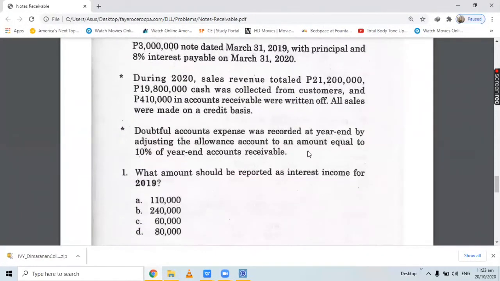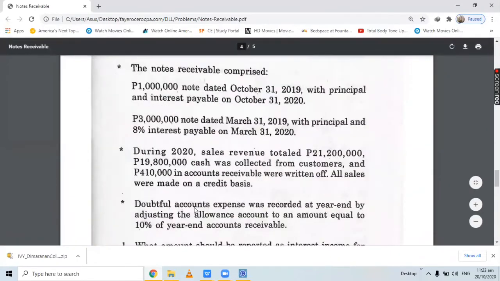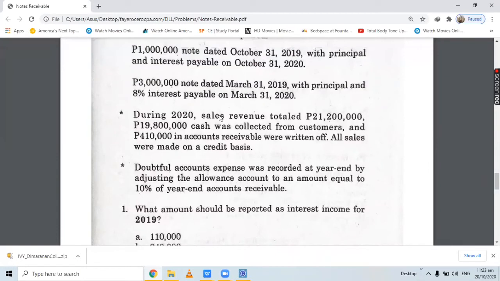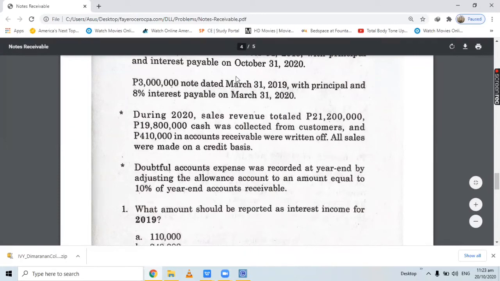And then, ang question naman, doubtful accounts. Doubtful accounts expense was recorded at year-end by adjusting the allowance account to an amount equal to 10% of year-end accounts receivable. So the method being used for estimating the doubtful accounts is percent of accounts receivable method. Diba? So if that's the case, then we can determine the doubtful accounts for 2020.